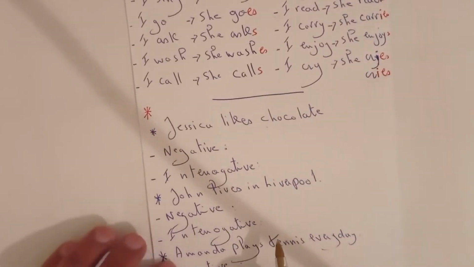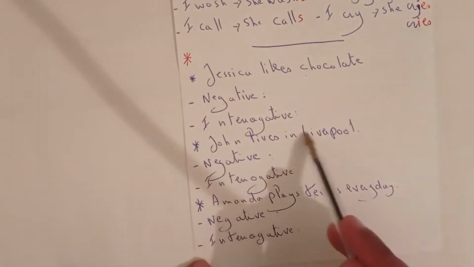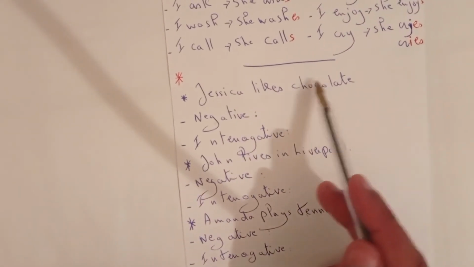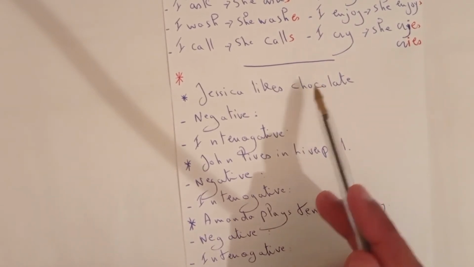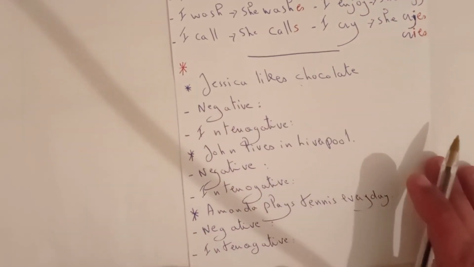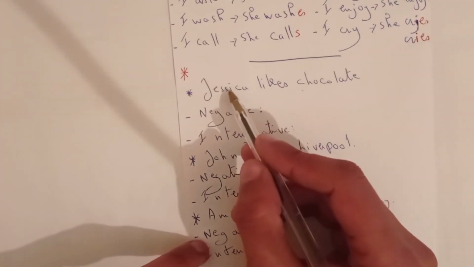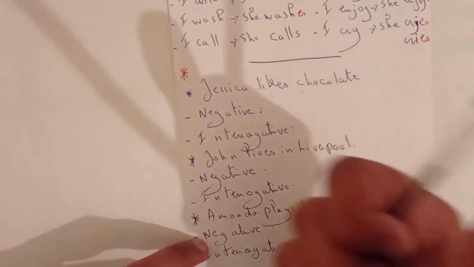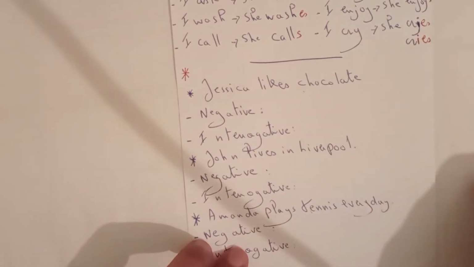Exercise number 2. So we have here 3 good positive or affirmative sentences. Rewrite this sentence into the negative and interrogative form. What do we say here? To have a negative sentence, we need 2 things. We need an auxiliary and not. Jessica here. Jessica likes chocolate. He, she, it, she. Okay. Singular. She likes chocolate. Jessica likes chocolate. We need a negative sentence.